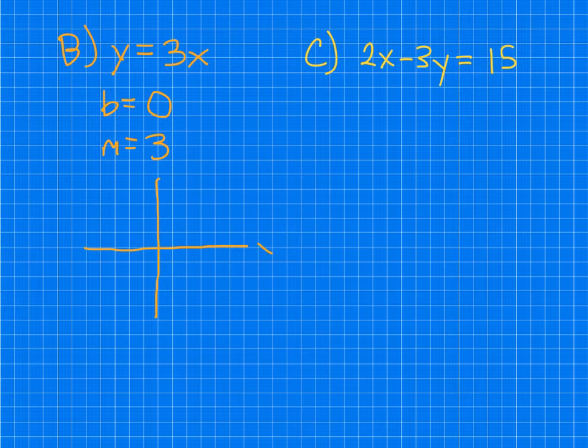Try to stick to my grid. I have x, I have y. My y-intercept is at 0, so that's right there. And my slope is 3. I can think of that as 3 over 1. So I go up 3 and to the right 1.